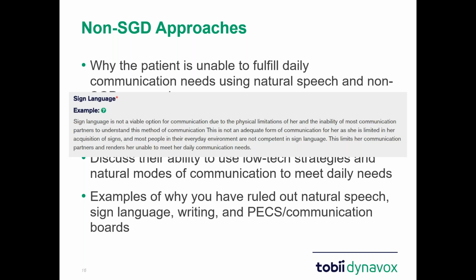So here's an example of why sign language wouldn't be good for this specific person. Sign language is not a viable option for communication due to the physical limitations of her and the inability of most communication partners to understand this method of communication. This is not an adequate form of communication for her, as she is limited in her acquisition of signs, and most people in her everyday environment are not competent in sign language. This limits her communication partners and renders her unable to meet her daily communication needs. So you're just ruling out these different areas, and you're showing why you aren't using that instead of recommending an SGD.